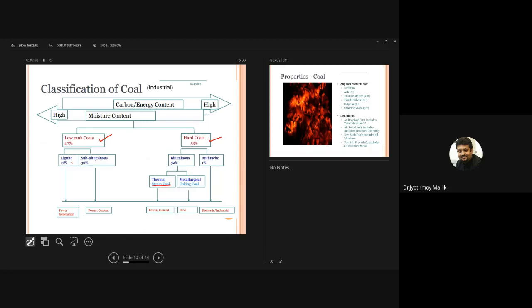And then the metallurgical coal, which we call coking coal. But the anthracite is used for domestic purposes. Now you can see in the industry, 52 plus 30, that means 82% of the total coal which is used is actually in the bituminous to subbituminous range. Hence most of the studies on coal are also based on bituminous and subbituminous coal.